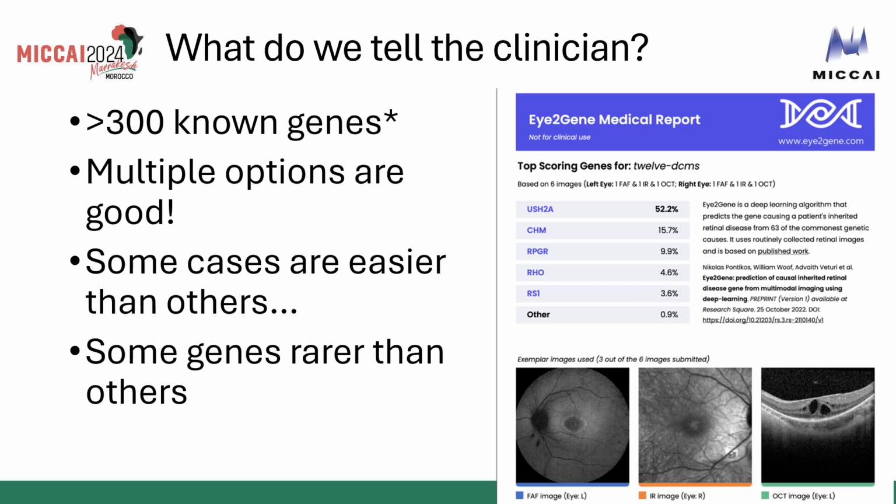The setting for this work is really about how we convey information to clinicians and other decision-making individuals. Because often just giving the top output of the prediction algorithm is not enough. There are so many different genes to choose from, and some cases are easier and some are much harder than others.